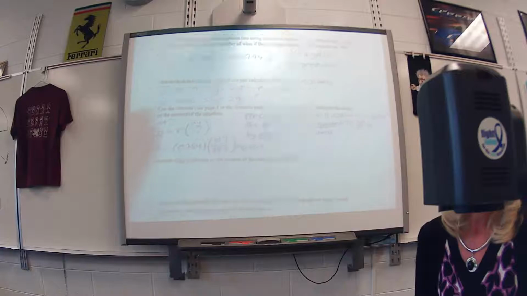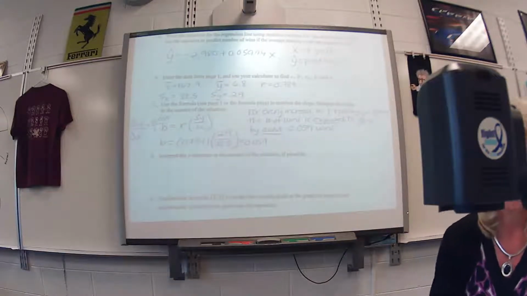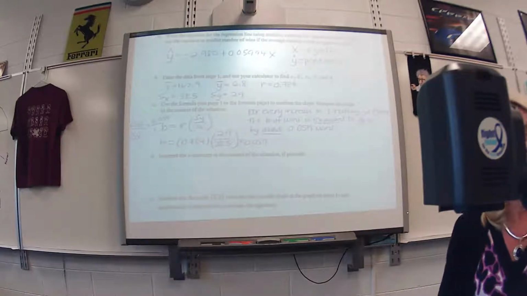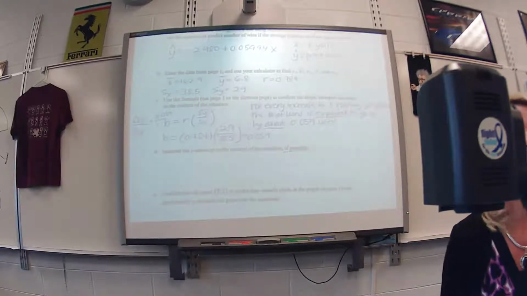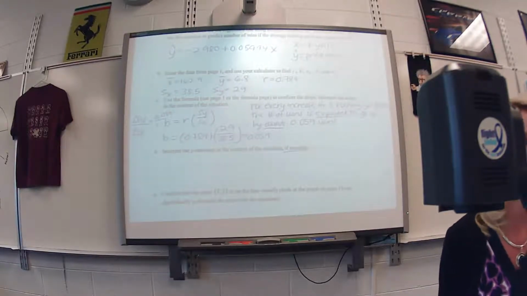Okay. Now it says interpret the y-intercept in context of the situation, if possible. You have to know that the y-intercept will not always have meaning in a problem.